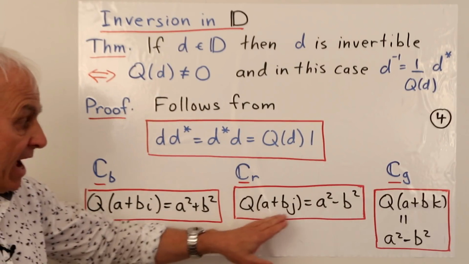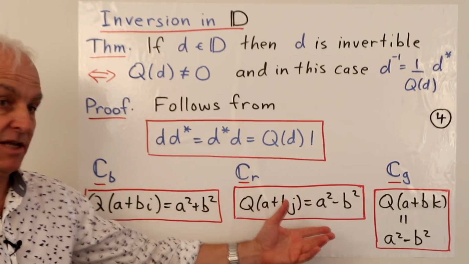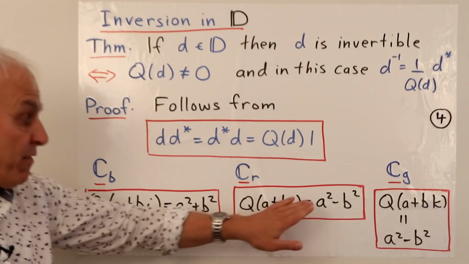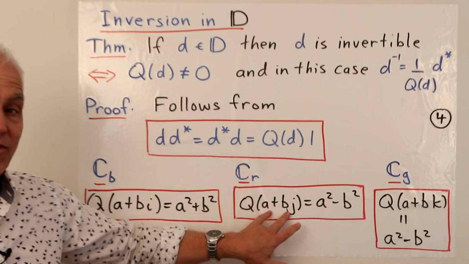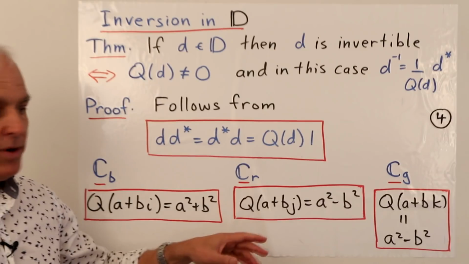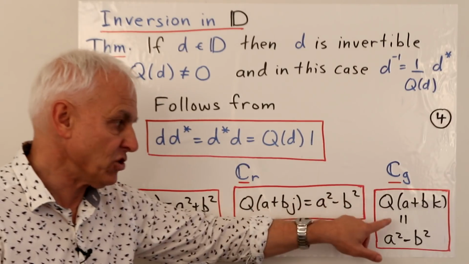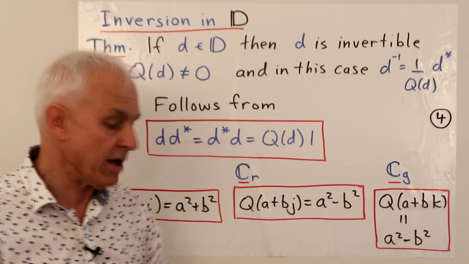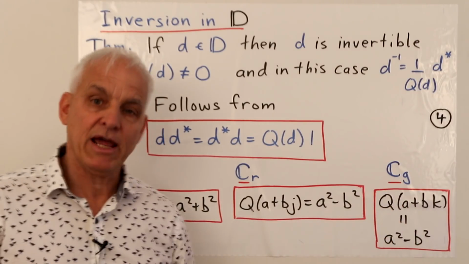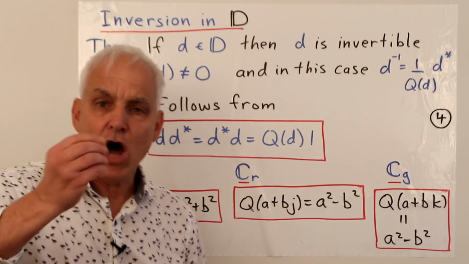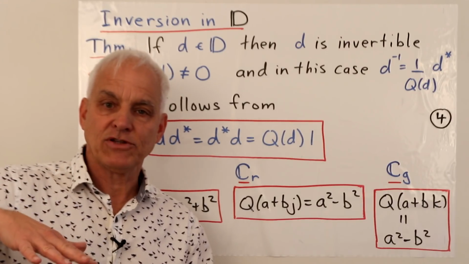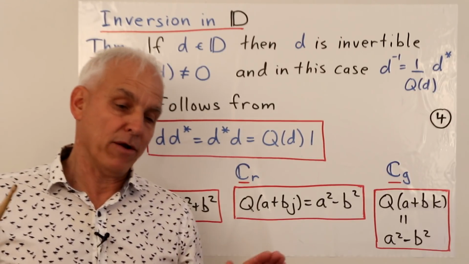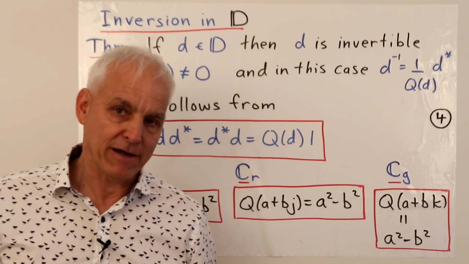Well, you can see that that could be 0 very easily if a happens to equal b, or maybe a equals b bar, or negative b, then that's going to be 0 without this element being 0. So in the red geometry, and also in the green geometry, it's exactly the same kind of formula. The quadrance of a plus bk is a squared minus b squared. In these two geometries, we have to expect that there will be non-zero dihedrons which are not invertible because their quadrance is 0. And if the quadrance is 0, you can't divide by it.